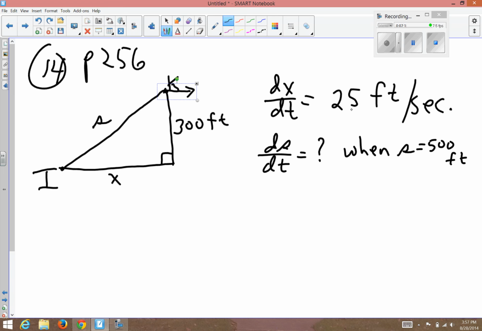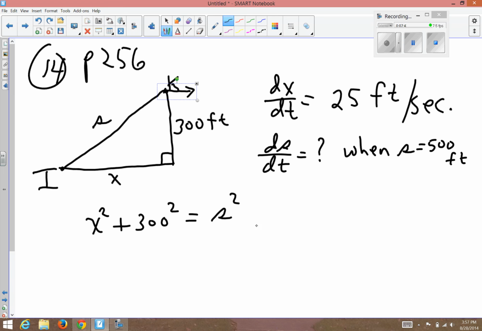So given rate is a derivative with respect to time. The rate that we want to find, question mark, is a derivative with respect to time when something equals something. Now we write some formula that comes out of our brain. In this case, x squared plus 300 squared equals s squared.